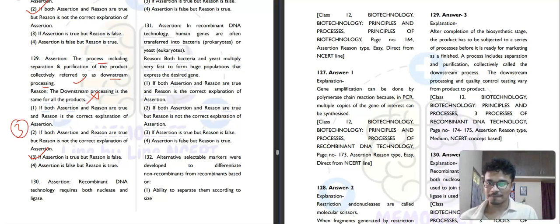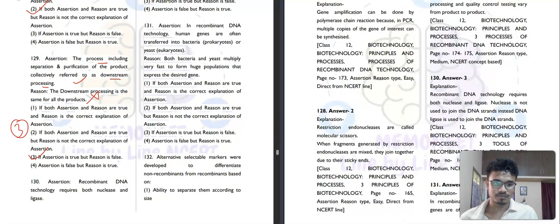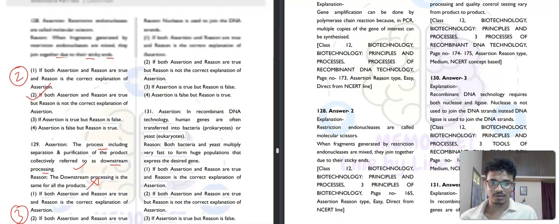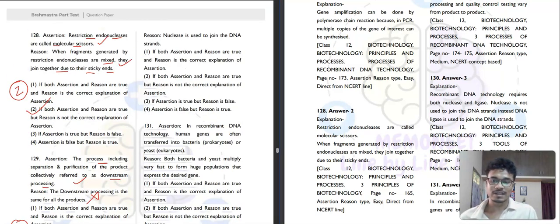Then the next question, assertion reason 130. It is saying that recombinant DNA technology requires both nuclease and ligase, absolutely correct. Then what is the reason? The reason is saying that nuclease is used to join. No, nuclease doesn't join the DNA strand. It is the work or function of ligase. So third option will be your correct answer.